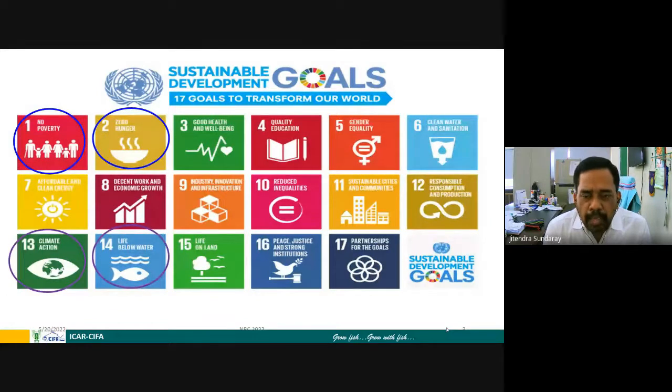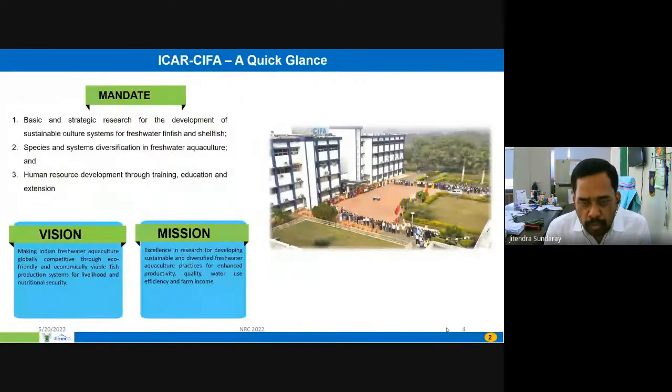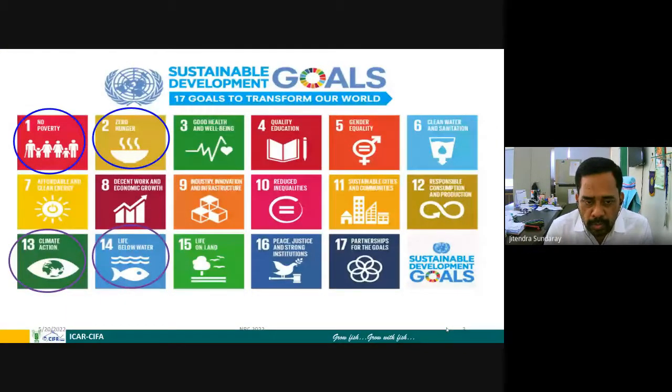And the research about climate action, you might be knowing how the climate has been playing a major role in the poor performance of aquaculture. And apart from this, sometimes we also work into quality education. Maybe we are not directly related as a fisheries research institute, but many of our faculty do a lot of training programs. So this is the number 4 SDG also we are targeting.